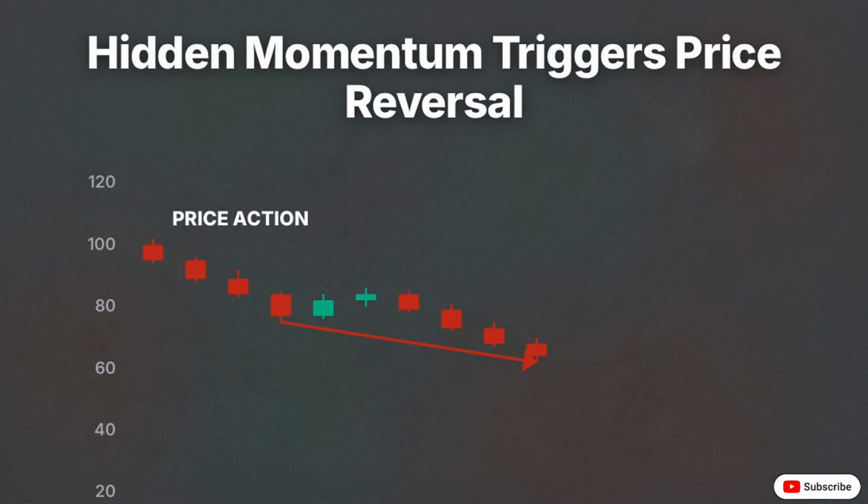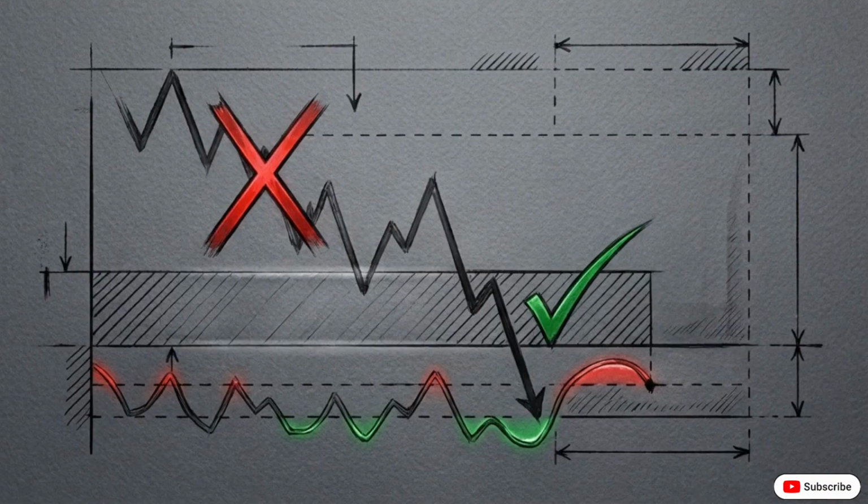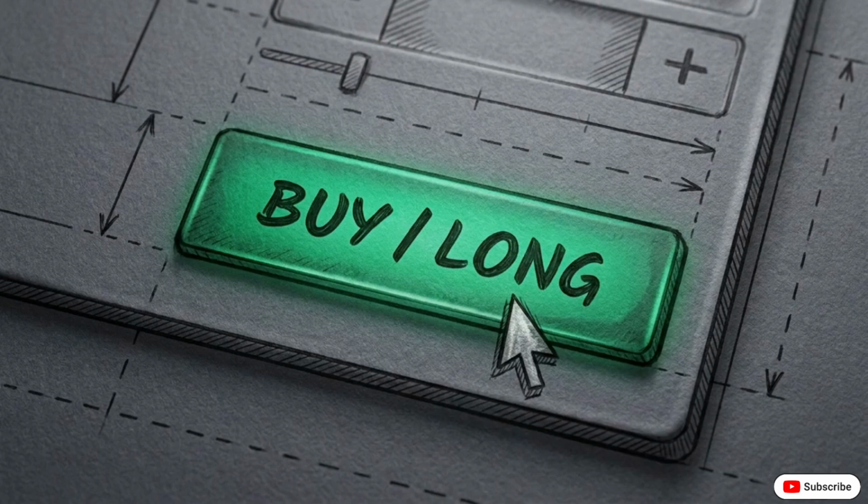The downward momentum is exhausting itself. Even though price looks negative, selling pressure is stalling. Requiring this hidden momentum shift acts as a final filter. It keeps you out of fake-outs and provides the ultimate green light to execute the trade.